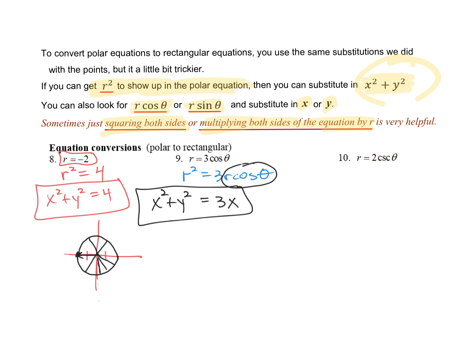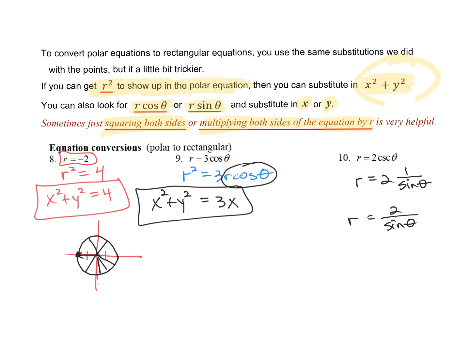Okay, what about the next one? 2 cosecant of theta. Remember, you're trying to get r sine of theta, r cosine of theta, or r squared to show up. So what do you think you could do? Multiply each side by sine theta. Close. We want a sine theta, but can you see, how does cosecant relate to sine? It's 1 over sine, right? So couldn't I just replace the cosecant with 1 over sine of theta? So it'll be 2 over sine of theta.